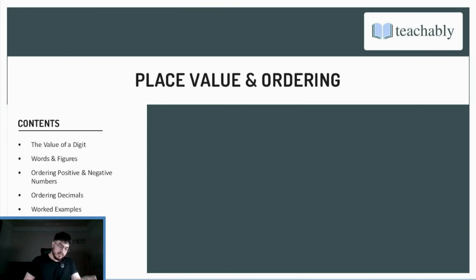We are going to be looking at the value of a digit, words and figures, so taking wordy numbers and translating them into maths, which is numbers, and then ordering positive and negative numbers, a place where a lot of students actually struggle, and ordering decimals. Then we'll do some worked examples and then some things to avoid.